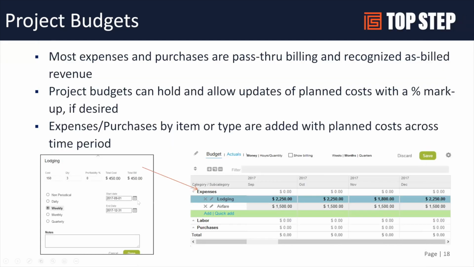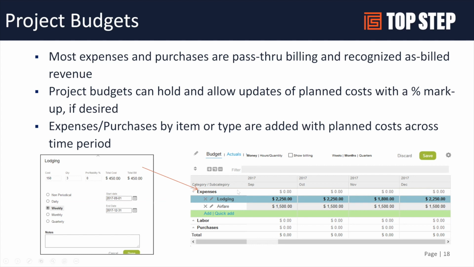So again, this gives you kind of another view here. Most expenses and purchases are passed through both billing and revenue recognition. So projects can hold the updates. You can do markups and have those visible here. And you can have those planned costs spread over a period.